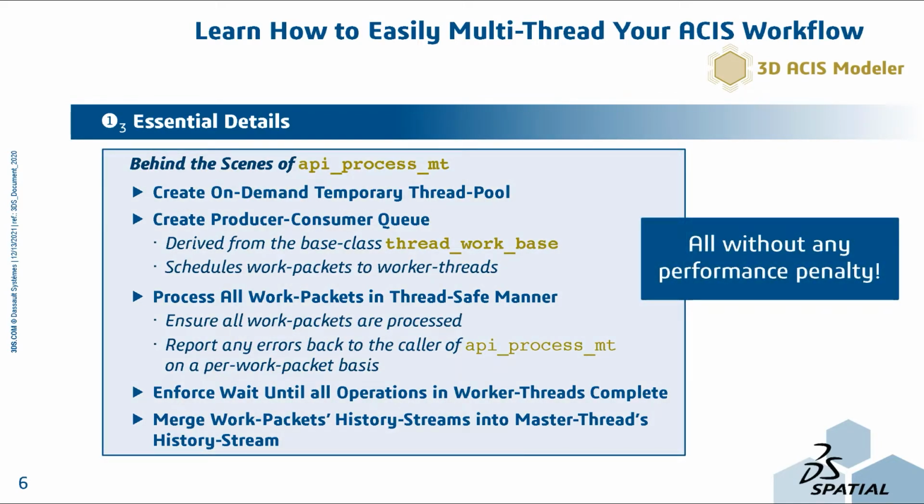All of the actions invoked by API process MT incur no performance penalty with respect to class thread work base for multi-threading in ACIS. In other words, no performance penalty occurs whether one implements the new interface via API process MT or the long-standing interface via thread work base.